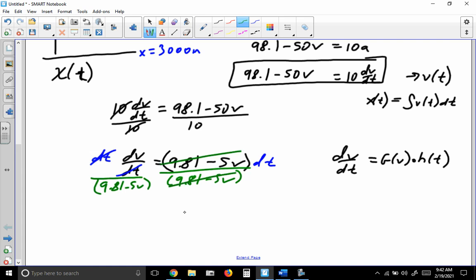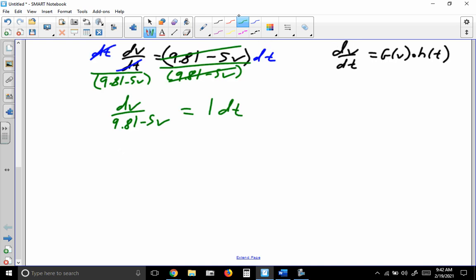So those cancel, so we're left with dt, or we could call that 1 dt on the right, and on the left dv over 9.81 minus 5v. And then we can integrate both sides. On the right side, when we integrate a constant, we pick up our variable plus c.